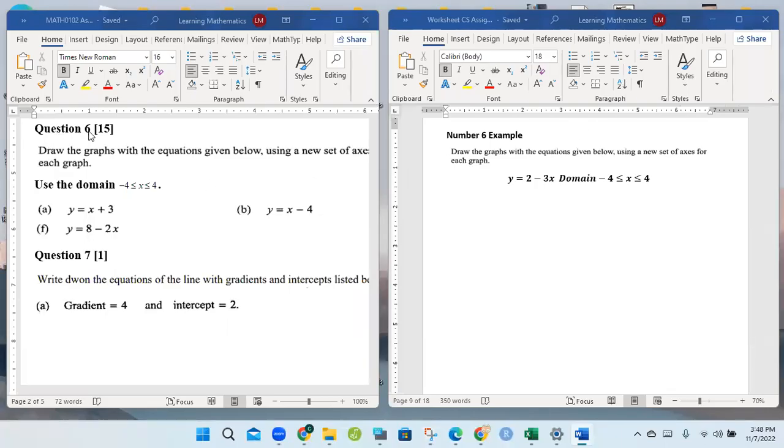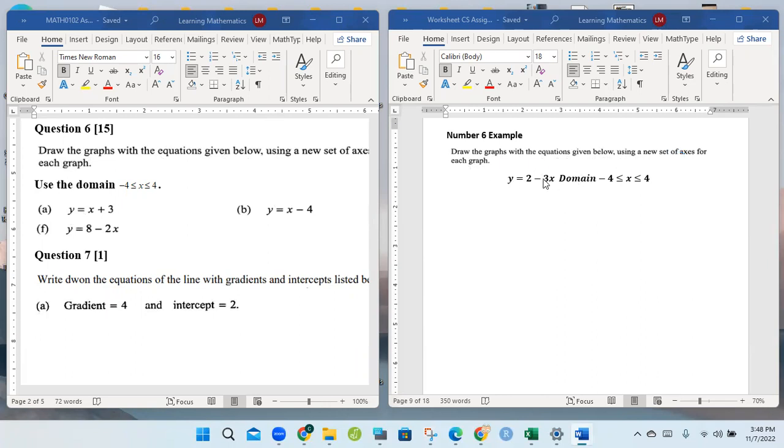Assignment 7, number 6. It says draw the graphs with the equations given below using a new set of axes for each graph. So you have to draw 3 different graphs here for number 6. And this is our example. Draw the graphs with equations given below using a new set of axes for each graph.